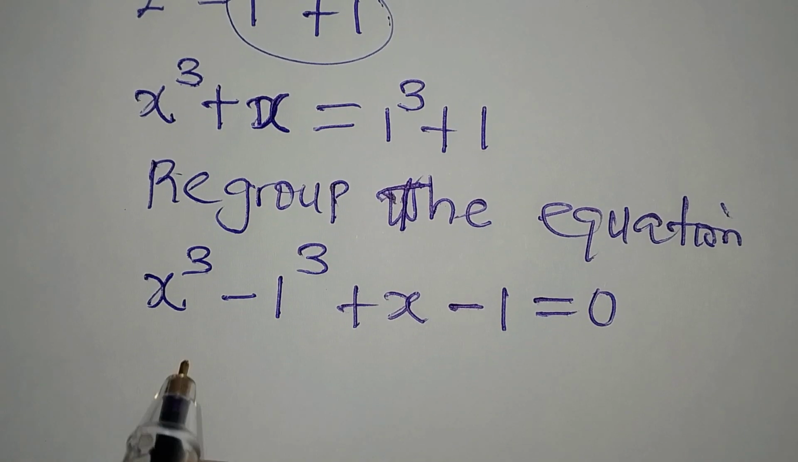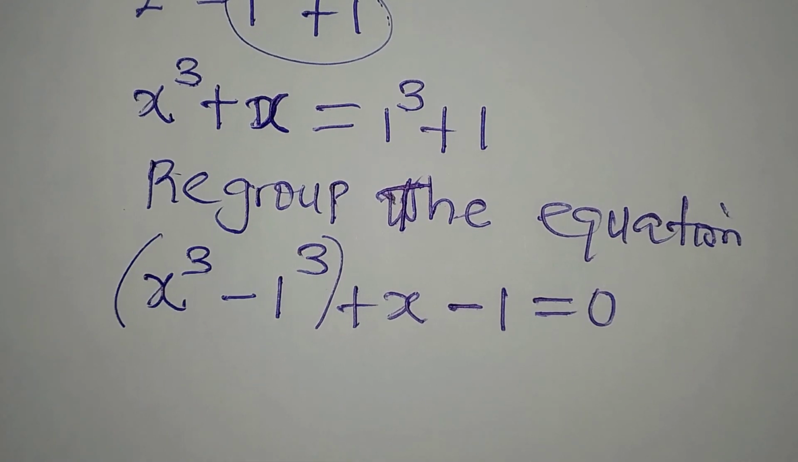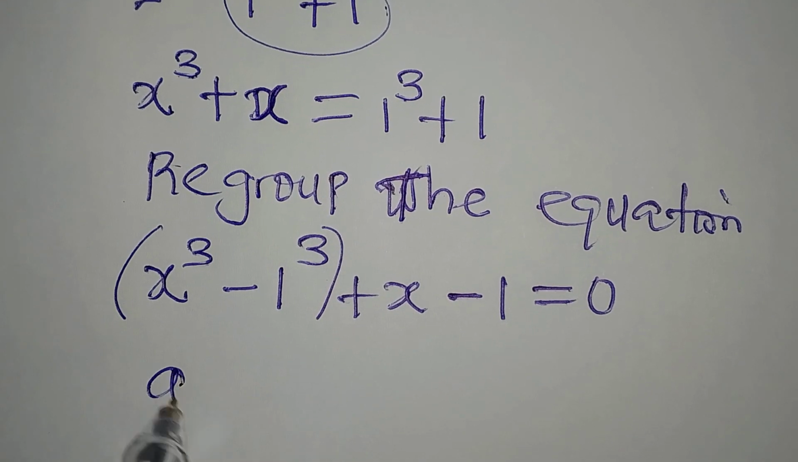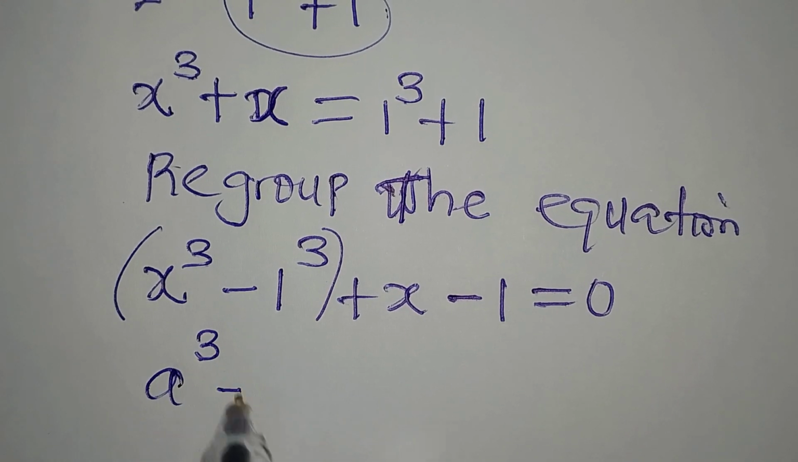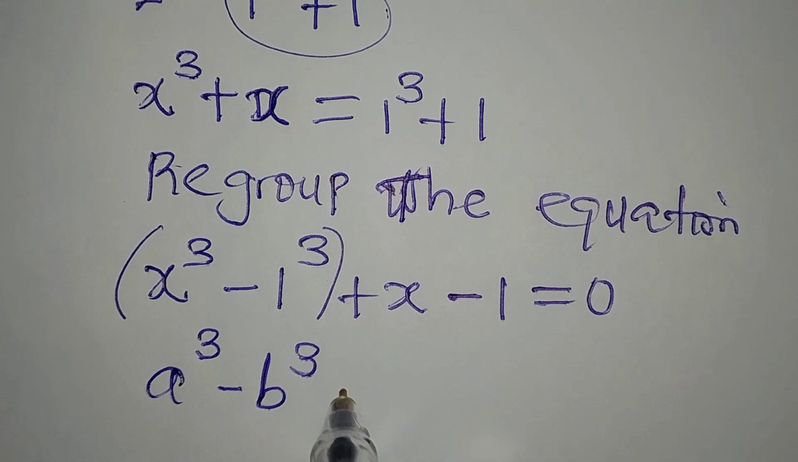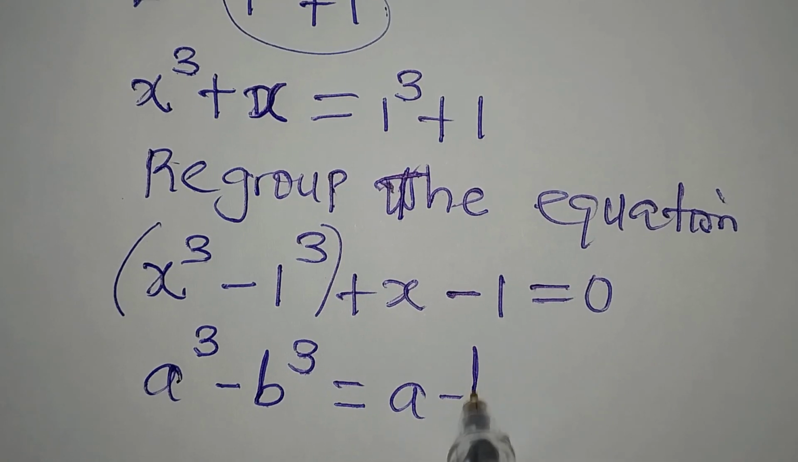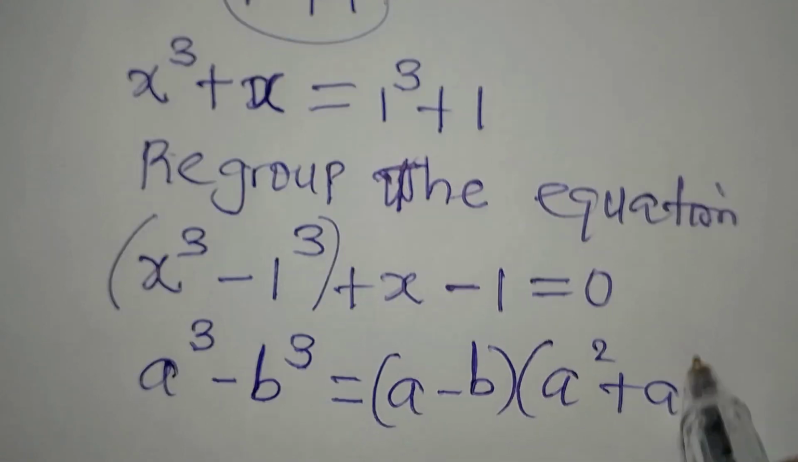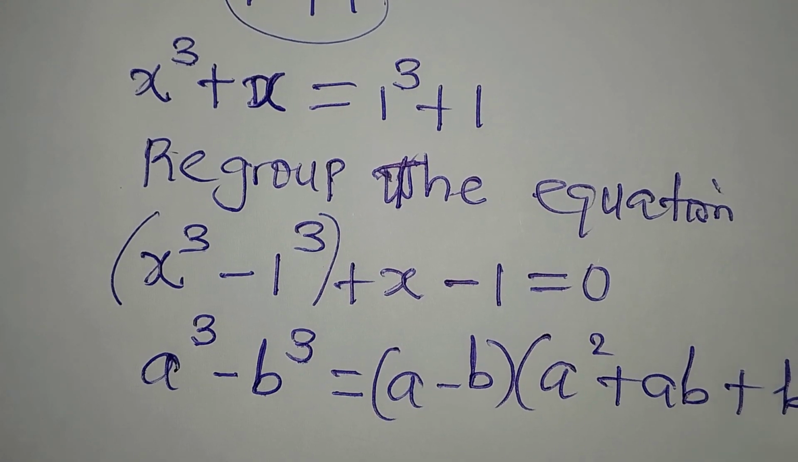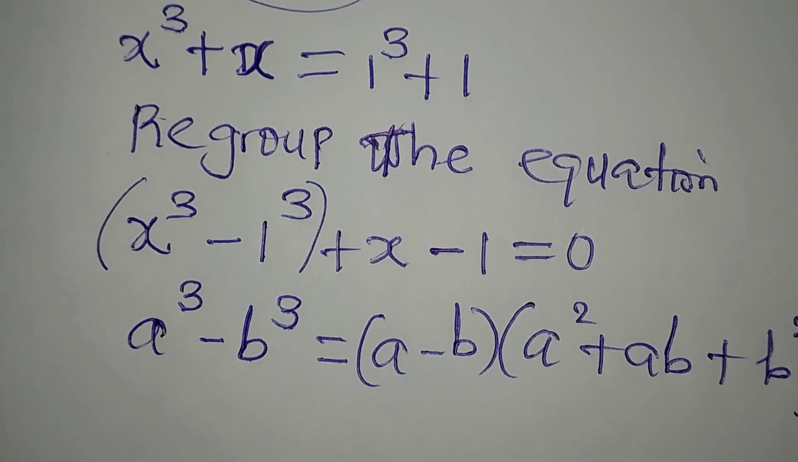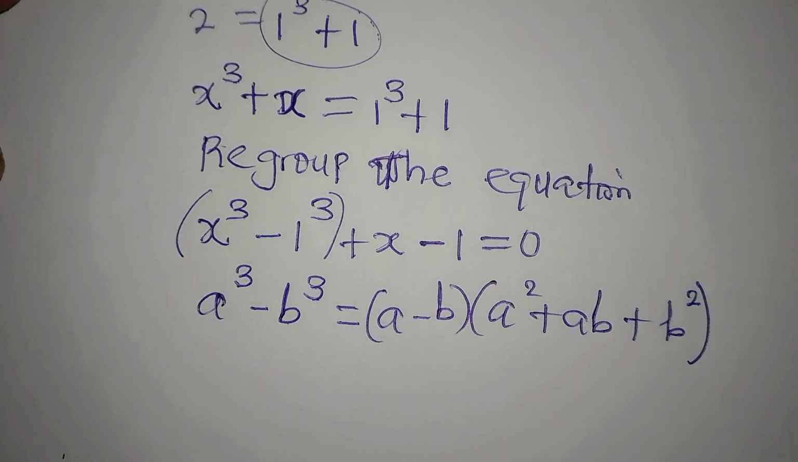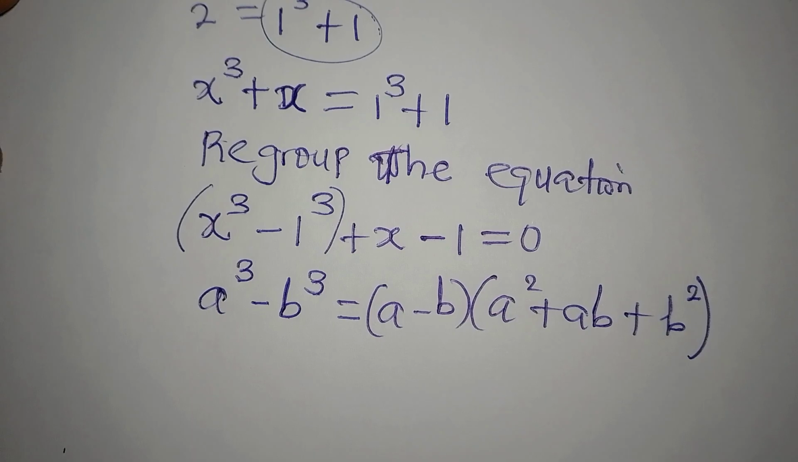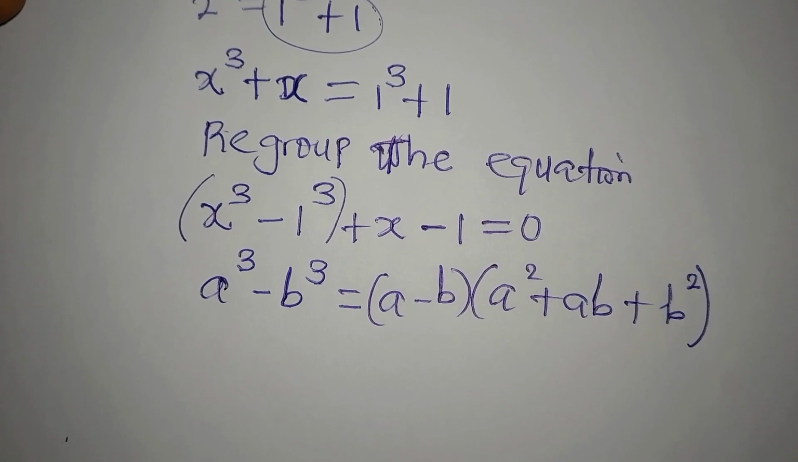Okay, so now if you deal with this separately, you have difference of 2 cubes, and then our a to the power of 3 minus b to the power of 3 gives a minus b into a squared plus ab plus b squared. Okay, so this is what we have. Just like we have difference of 2 squares, we also have difference of 2 cubes.